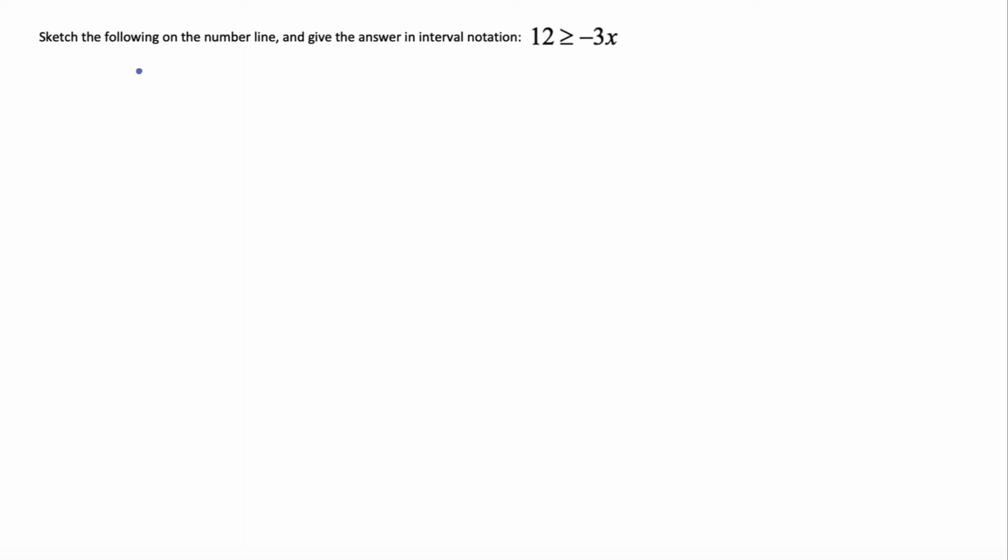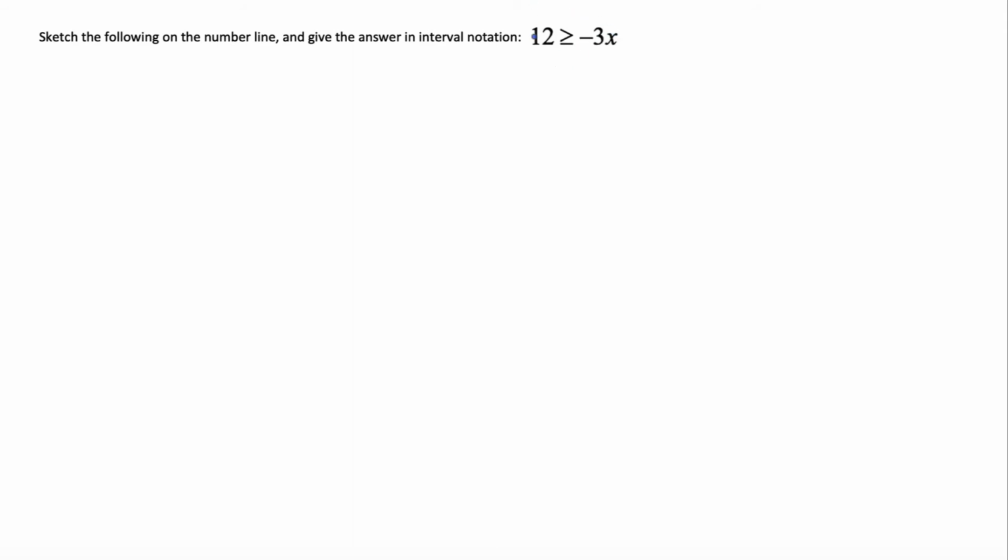Sketch the following on the number line and give the answer in interval notation. We have 12 greater than or equal to negative 3x. A couple things we notice about this inequality. First of all, we notice that the x is on the right side. Now, most students do like to see the x on the left side, so let's do that.